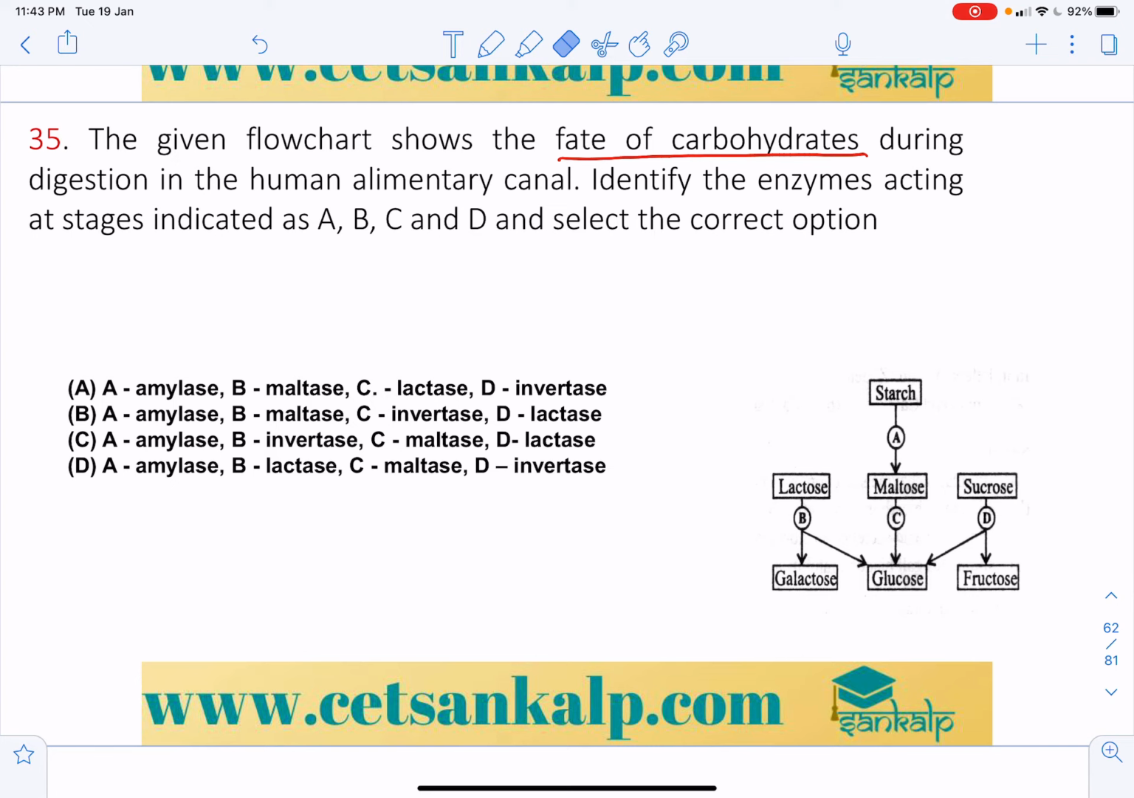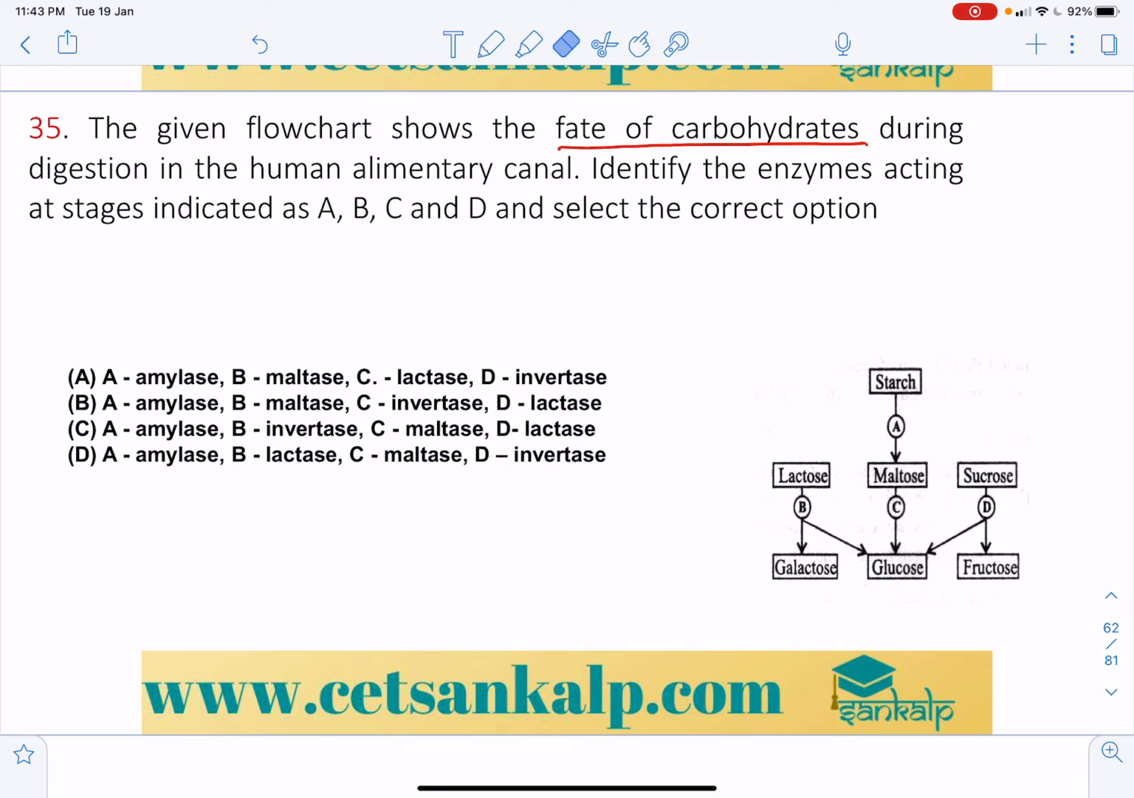amylase. We can also say salivary amylase. This is very, very important. Amylase in the mouth is called salivary amylase. In the stomach, there is no amylase. In the duodenum or the intestine, there is pancreatic amylase. So starch will be converted into maltose in the duodenum by pancreatic amylase.